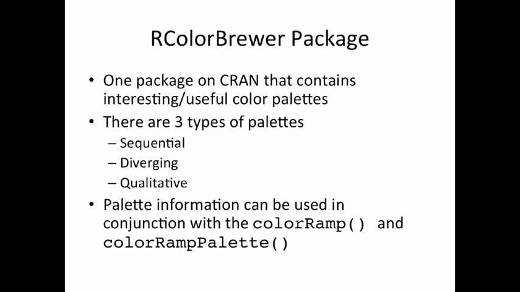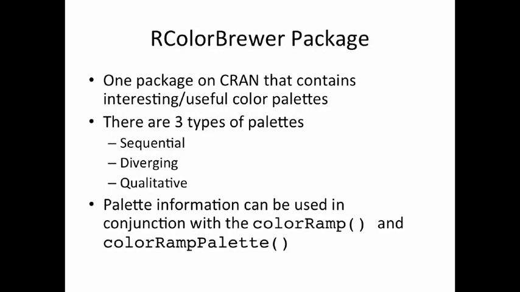So the three types of palettes that you can get from the RColorBrewer package are the sequential palettes, the diverging palettes, and the qualitative palettes. So the sequential palettes are used for data that are ordered. You can think of this as being used for numerical data or continuous data. It doesn't have to be continuous, but the idea is that the data are ordered from low to high.